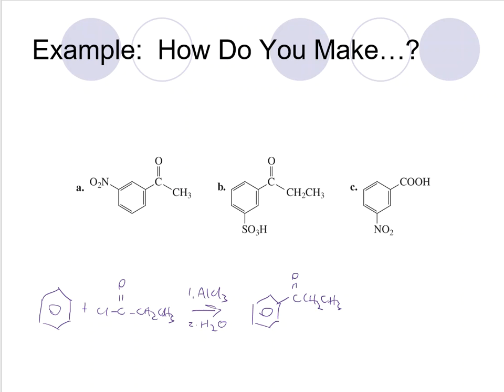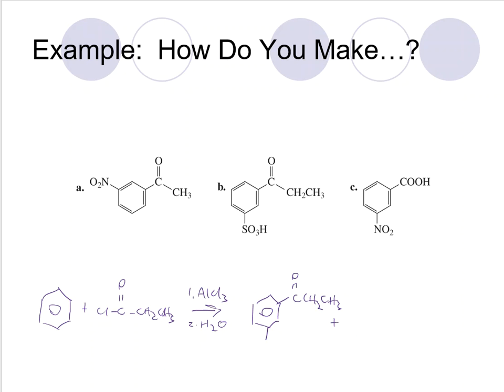All right, with that said, we now have a deactivator on the ring. That deactivator is a meta director, and that's perfect because that's exactly where I want that group to go. So what is that next group? It is an SO3H group.